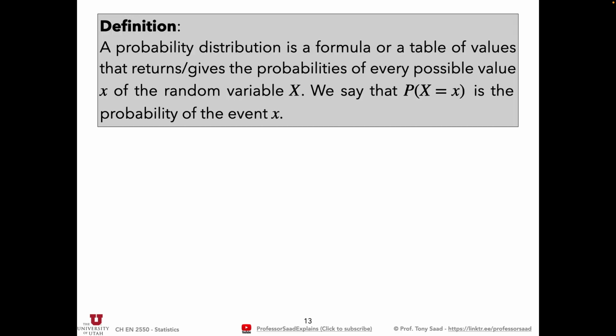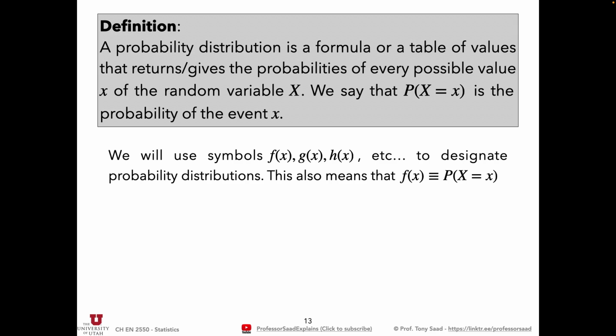Next, a probability distribution is a formula or a table like we just had earlier. We had just a table of values that gives the probability of every possible value small x of the random variable capital X. We say that P of X equals small x is the probability of the event lowercase x. So be careful. Again, the capital X just designates the name of the random variable. The small x is the specific value that is taken on by that random variable.